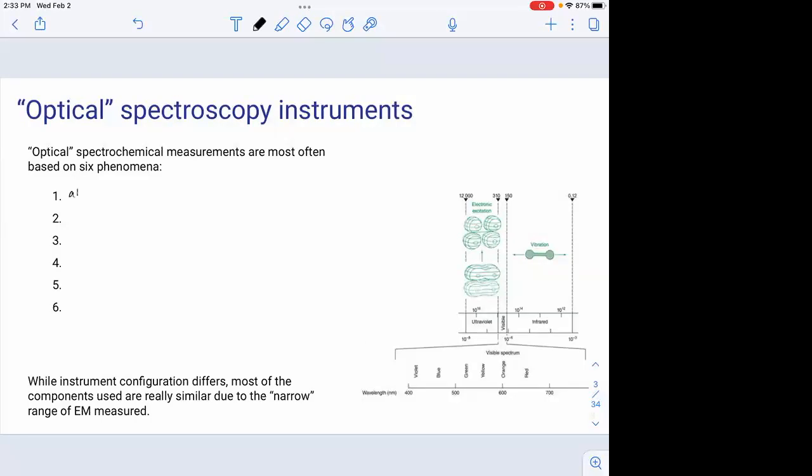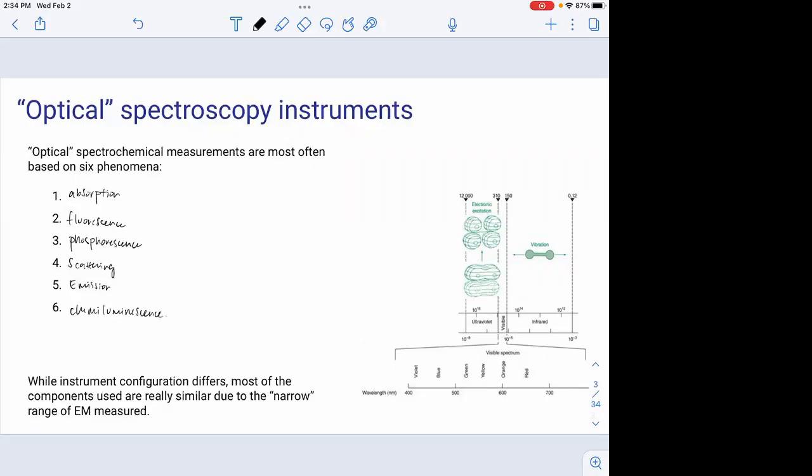The first one is absorption. Hopefully most of you have seen this before. The next is fluorescence. The next is phosphorescence. Then I've got scattering spectroscopies, things like Raman spectroscopy, just general emission spectroscopy, and then chemiluminescence is my last one.